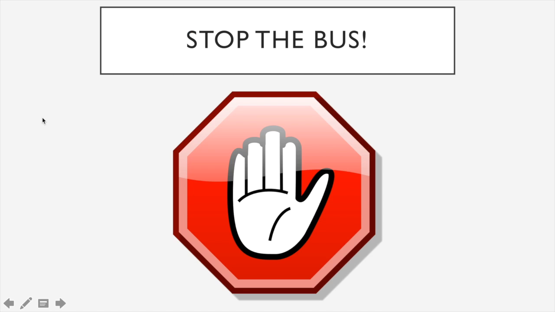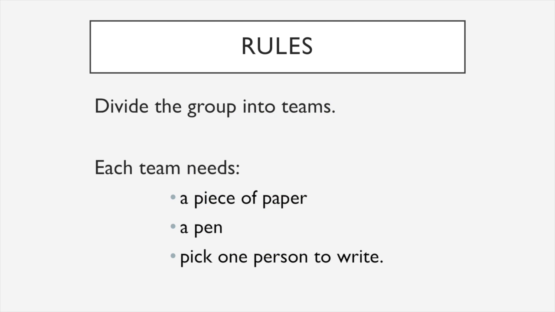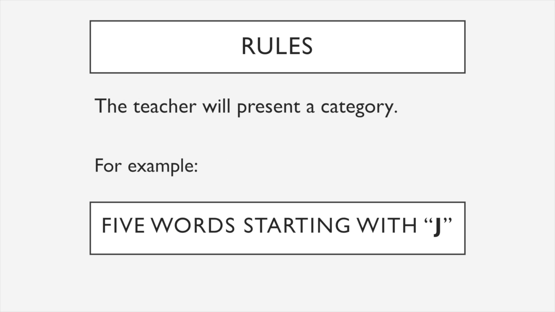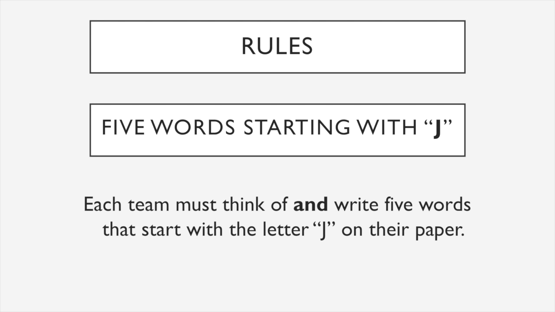The next game is called Stop the Bus. First, you'll divide your group of students into teams. Each team will need a piece of paper, a pen or pencil, and one person to write. You will present the students with a category, for example, words starting with the letter J. Each team must think of and write 5 words that start with the letter J.